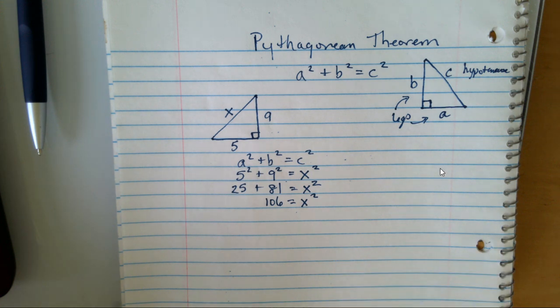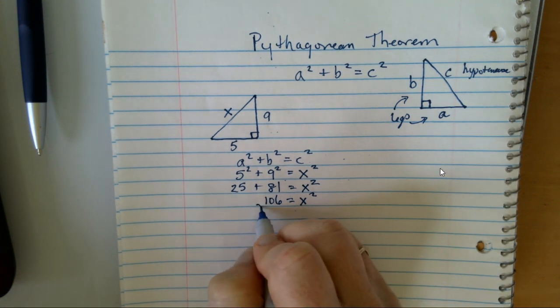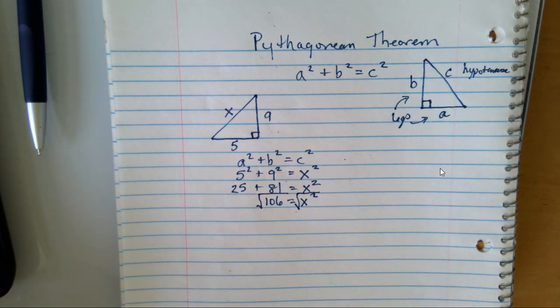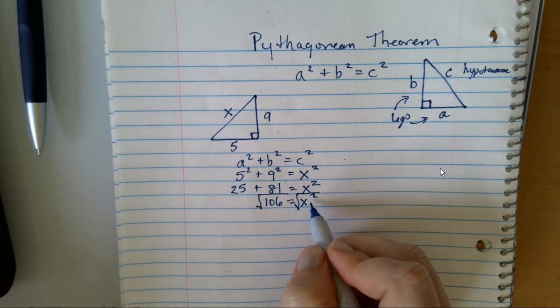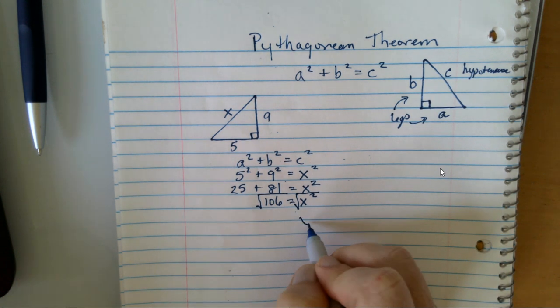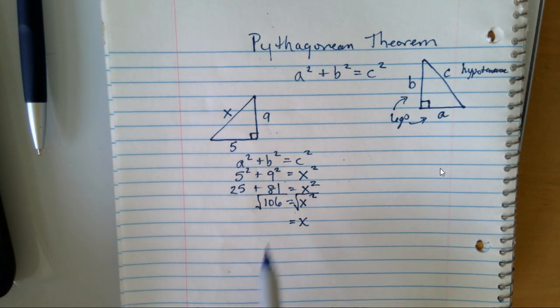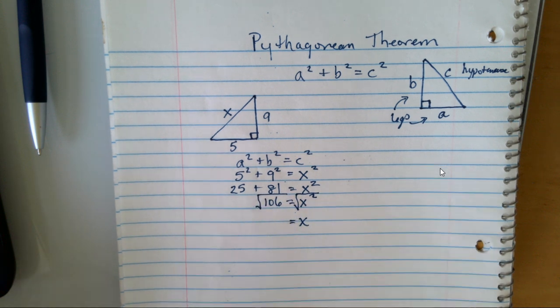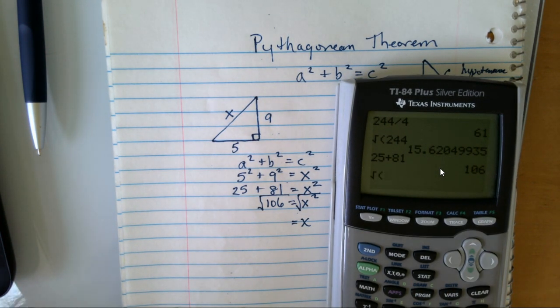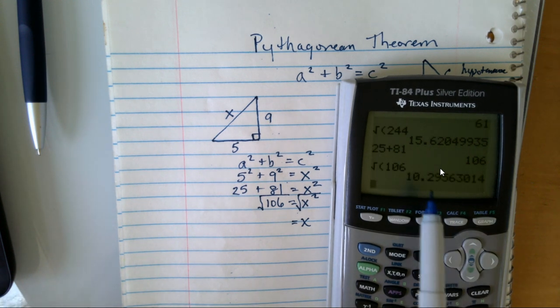So I need to get rid of the square. To do that, we have to square root on this side and square root on this side. And when I square root an x squared, the square root undoes the squaring. So I end up with x. Now we haven't learned how to reduce radicals yet, so we're just going to use the calculator and find the square root of 106. And it is, I like to go to 10.3.